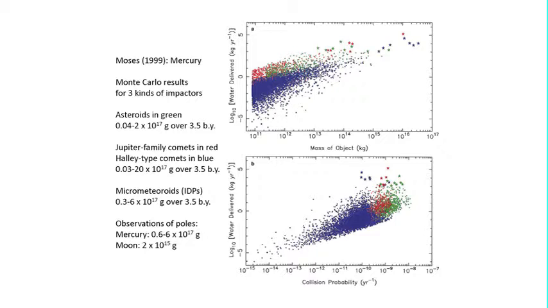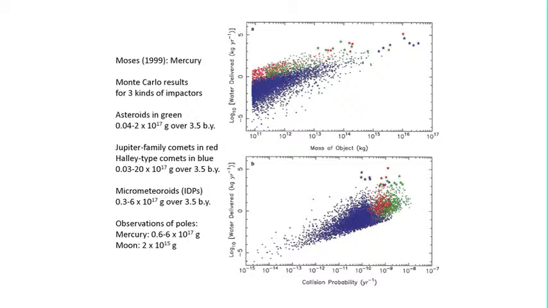Both kinds of comets, Jupiter family and Halley-type, give a similar number, except the spread is even bigger. Something times 10 to the 17, even maybe 10 to the 18 grams over 3.5 billion years. Then, this was not really a topic of her paper, but independent other estimates of micrometeorites, which are interplanetary dust particles, give a similar number.